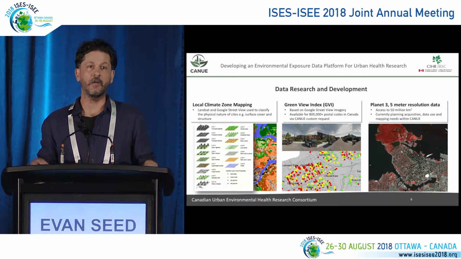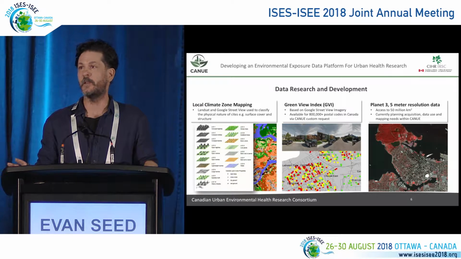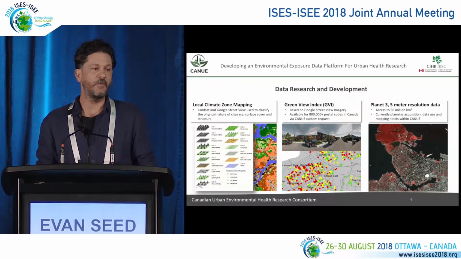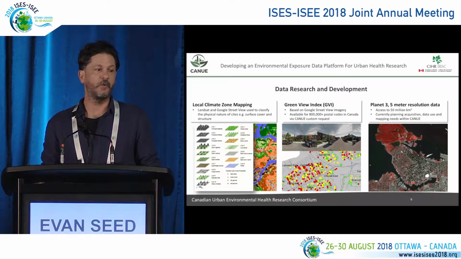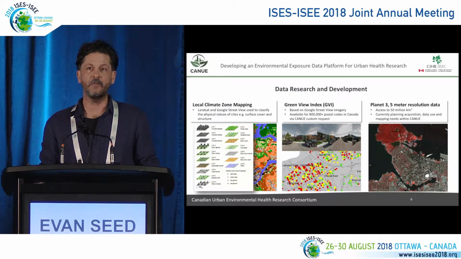Now I'll talk a bit about some of the data that we're expecting to come online. This is data research and development that we're doing. Local climate zones is something we discussed a bit at the workshop on our first day. This is quite interesting, and we're excited to get this on in the next few months. It's a classification that tells us about the physical nature of cities, looking at things like surface cover and then the structure of the city itself in terms of the buildings.